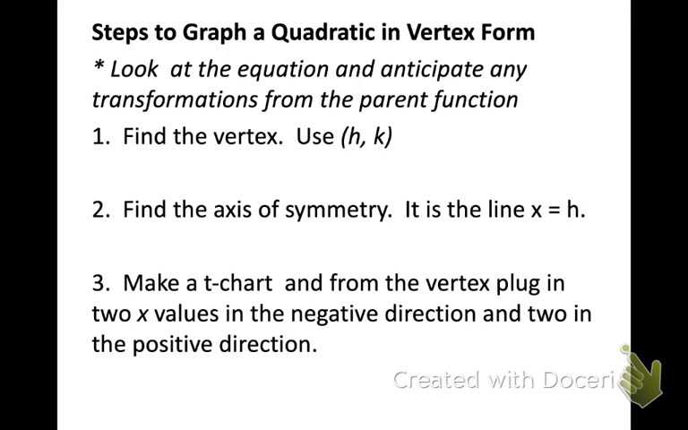Okay, here are the steps we're going to follow to graph our quadratic. First of all, we're going to find our vertex using (h, k). Then we're going to find the axis of symmetry, which is always the line x equals h. Then we're going to make our t-chart and plug the vertex in, put in some points above and some points below, just like in our last concept.